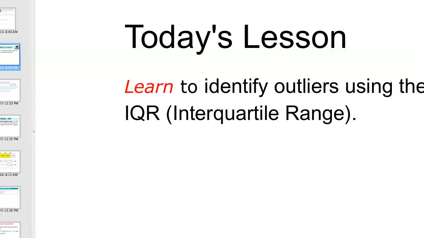Hi guys, today we are going to learn how to identify outliers using the IQR, or the interquartile range. A lot of times we just look at a data set or a graph or a plot and say, well, that must be an outlier, right? An outlier is an extreme value, either a very low extreme or a very high extreme.